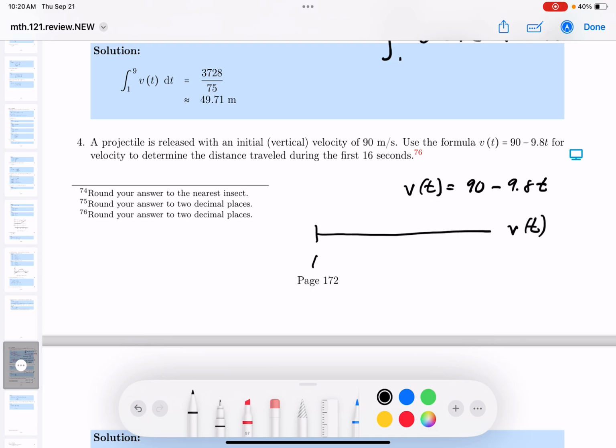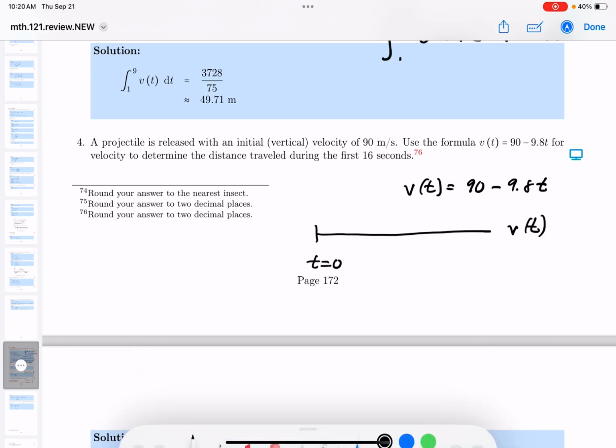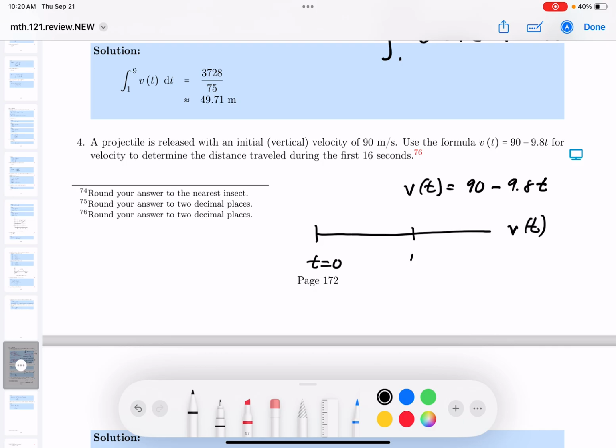At time equals 0, I'm talking about velocity now. And where does it take on a 0? I'll write this down. It takes on a 0 when t equals a certain number. And what's that number going to be? Well, just looking at the equation, it would be when 90 minus 9.8t equals 0, which means 90 equals 9.8t, which means t is going to be 90 over 9.8. All right? So I'll write that down, 90 over 9.8.